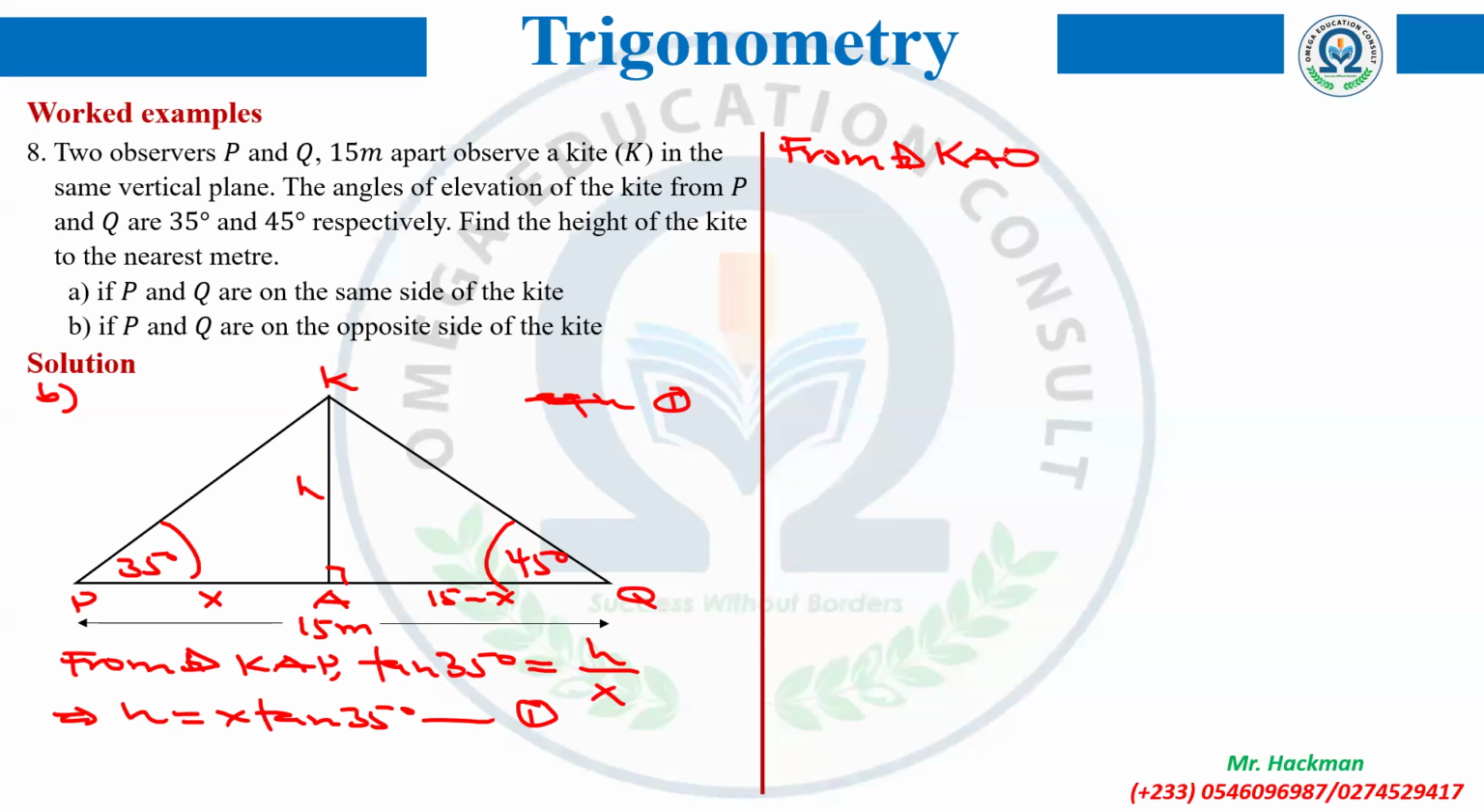Okay, so that one too, opposite to this angle, adjacent. So we use tan. Tan of our angle there, 45 degrees, is equal to what? H over 15 minus x. Very good. Okay, so this is what we have.